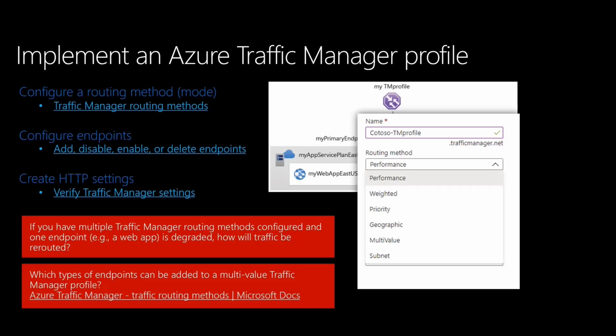The top red box gives a good scenario that you might want to be familiar with. So if you have multiple Traffic Manager routing methods configured and one endpoint, for example, you've got a web app that's an endpoint. If that fails or it's degraded, how will the traffic be routed? So you might be given a scenario where you have multiple traffic routing methods, and the preferred one is no longer going to work, maybe it's based on performance and the endpoint is no longer performant. How will that traffic be routed? So make sure that you understand how that works.